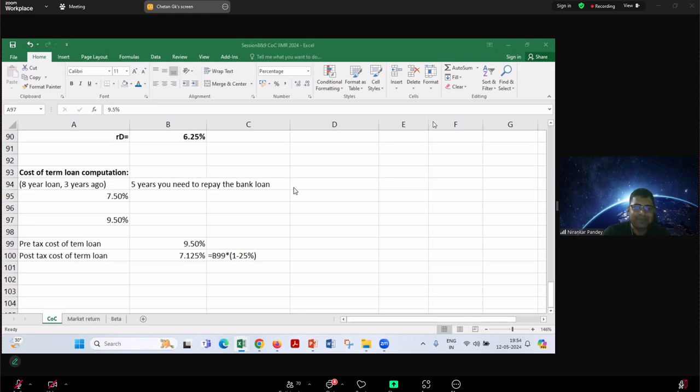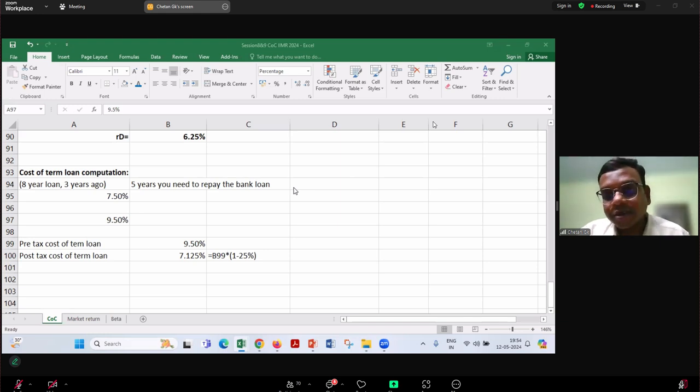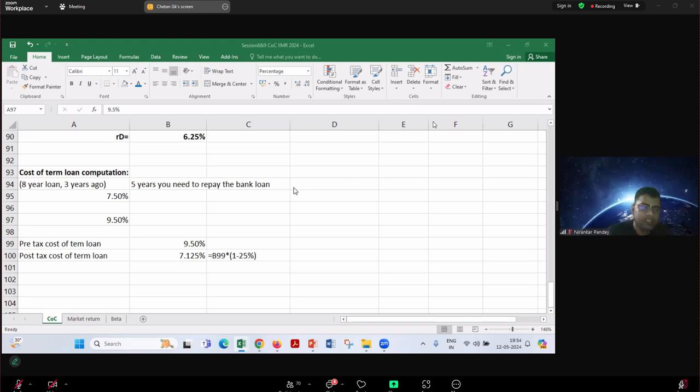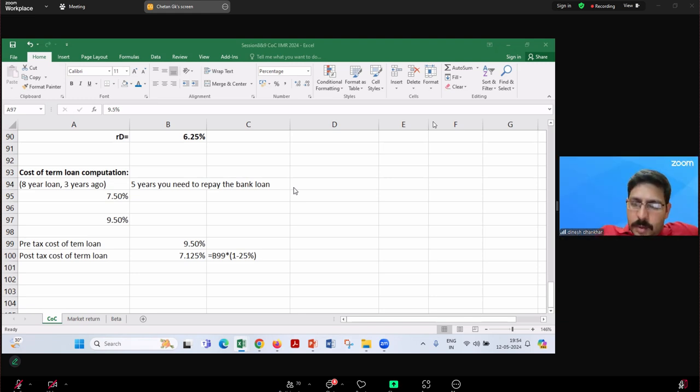Yes, sir, but still I am unable to catch this. Can you please explain why we are subtracting 25%? So Nirankar sir, I'll just try to explain my understanding of this. We are here to identify the cost of our capital. The rate of interest which we pay is essentially the cost of that capital. So the rate of interest we have identified.